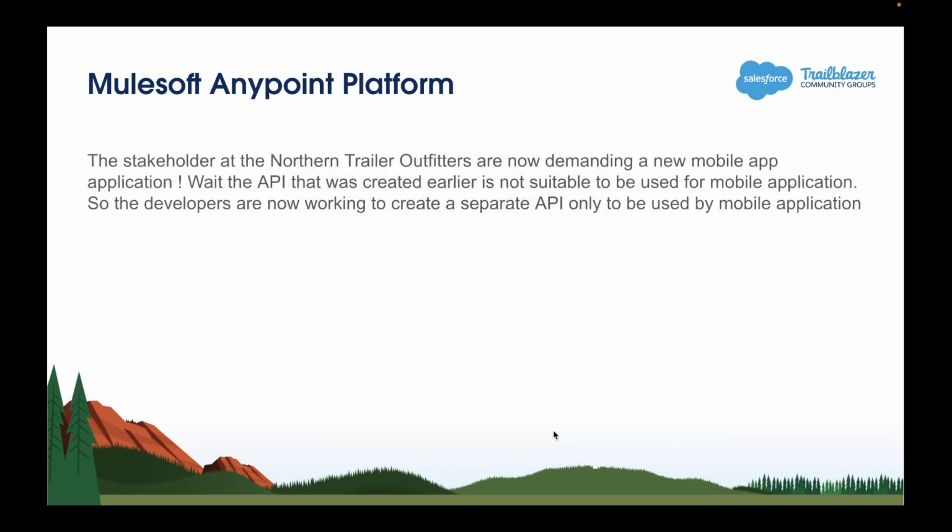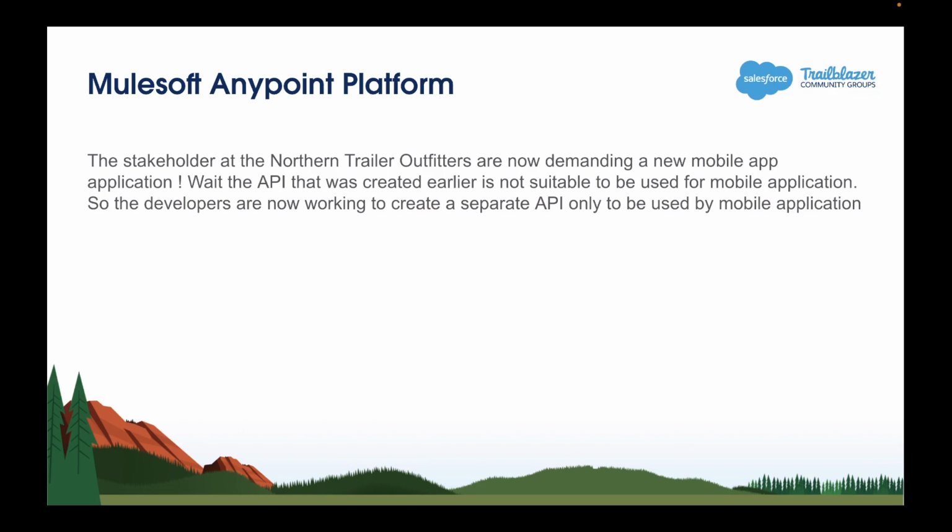So now, the stakeholders at Northern Trailer Outfitters are demanding a mobile application. Why? Wait, the API that was created earlier is not suitable to be used for a mobile application, right? So if you think of web APIs, the APIs which are built for web can't be used over here. Why? Because if we try to use them, sometimes you may face a lag, and sometimes you won't have a smooth experience, right?